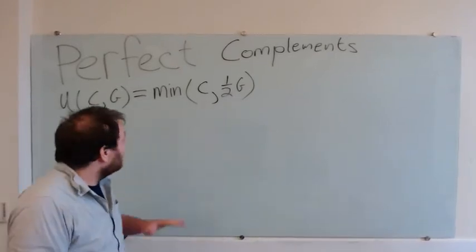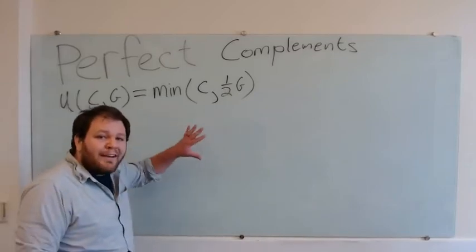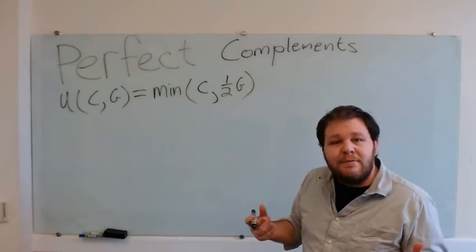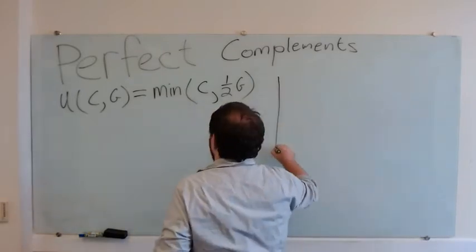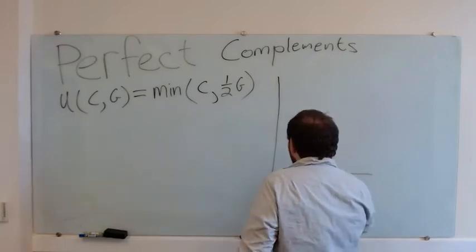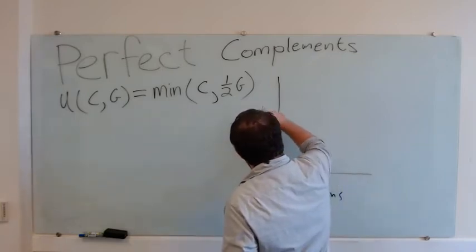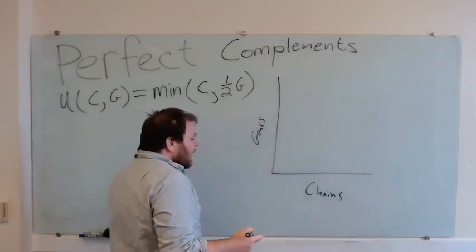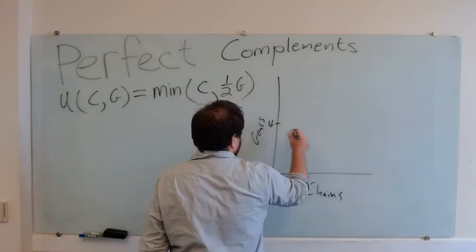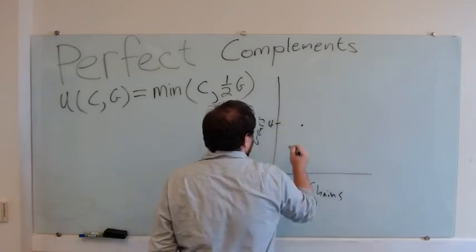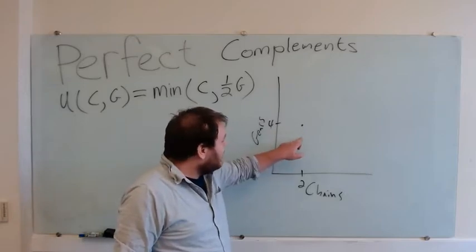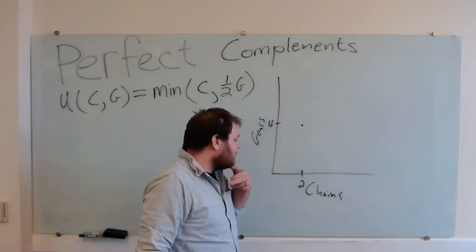Okay, so let's think about what our indifference curves look like when we have preferences like this, when our preferences between chains and gears are this min function. So we can graph chains on the horizontal, gears on the vertical. Let's start with, let's say, 2 chains and 4 gears. And we want to know what are all the combinations of chains and gears that we're indifferent between that combination and 2 and 4.